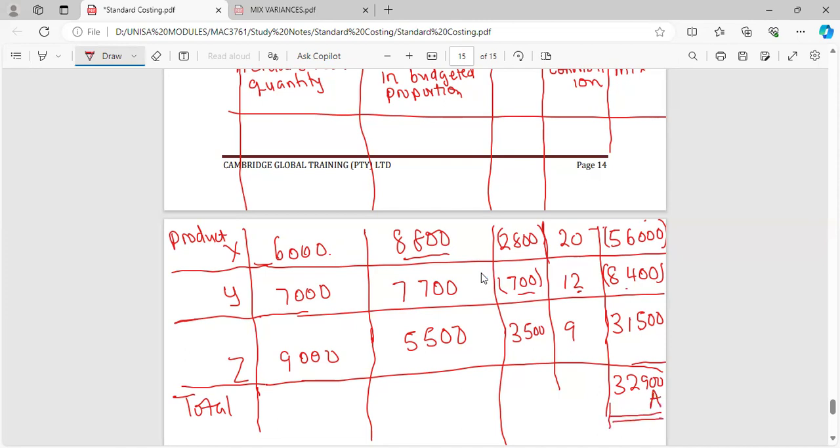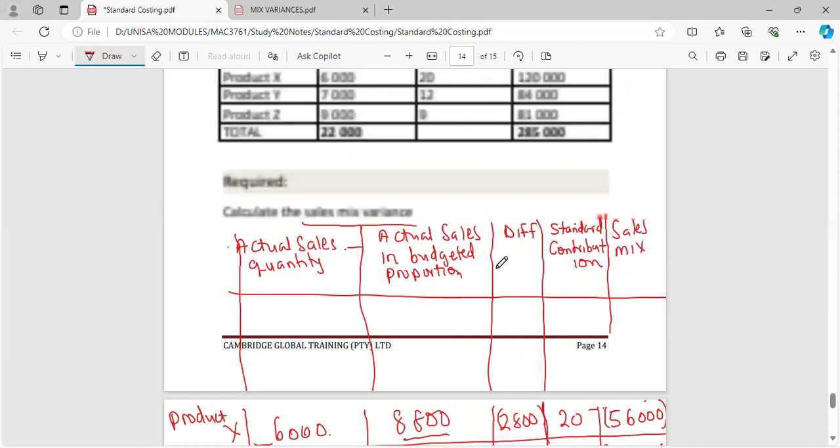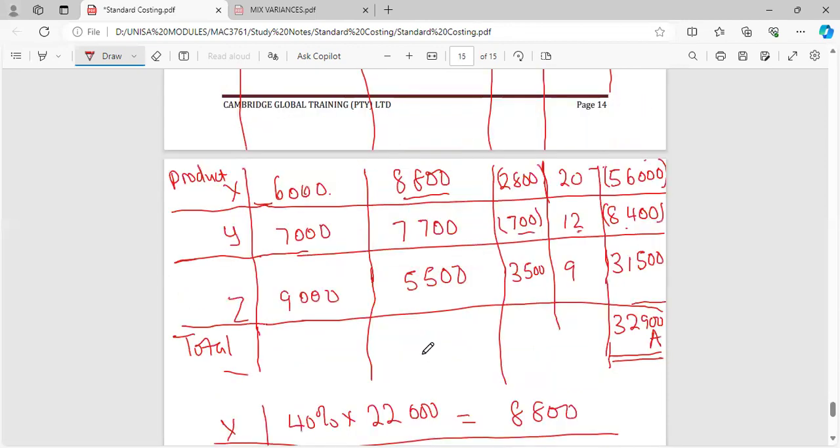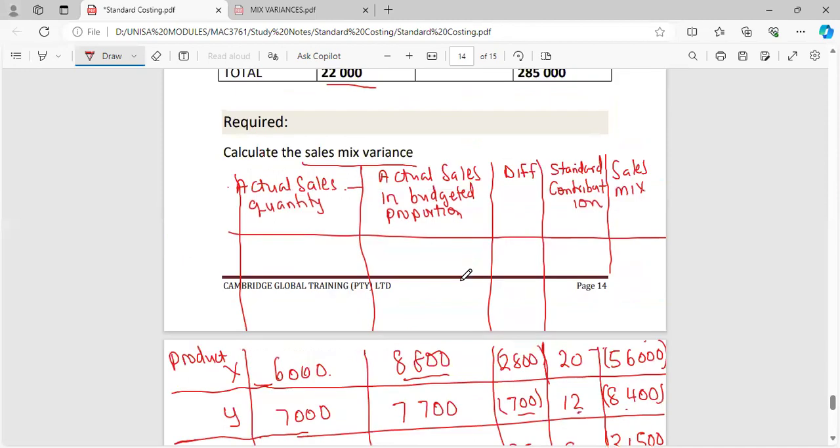Right, so which means that's how you do your sales mix variance. The main work is, and it's advisable to do it in table because you are going to add these variances for each product to come up with the total. So it's advisable to do it in a table format. Right, so I don't know if there's anyone with a question on this sales variance.